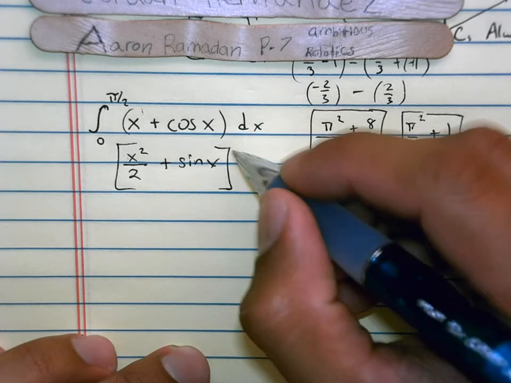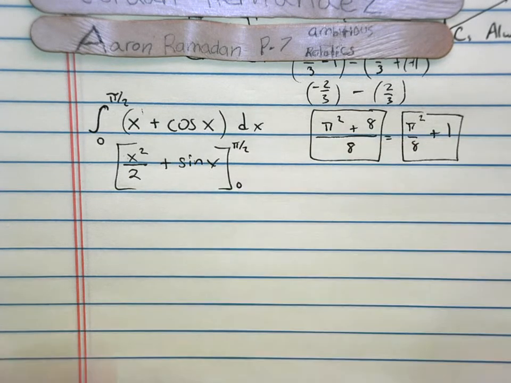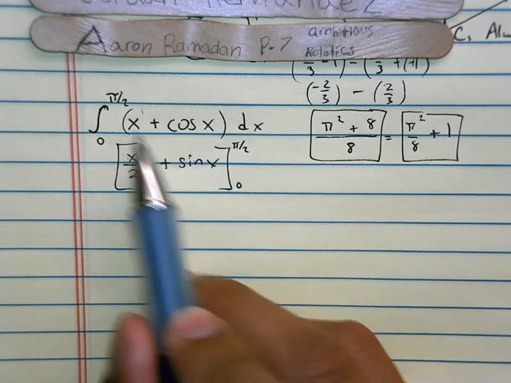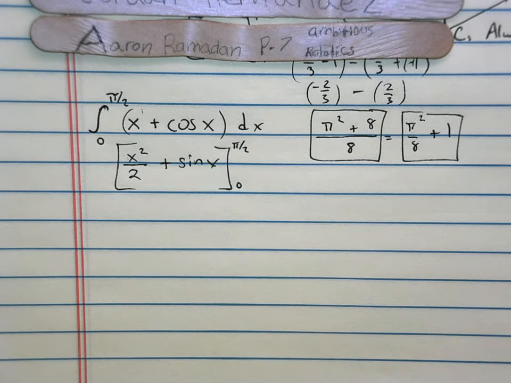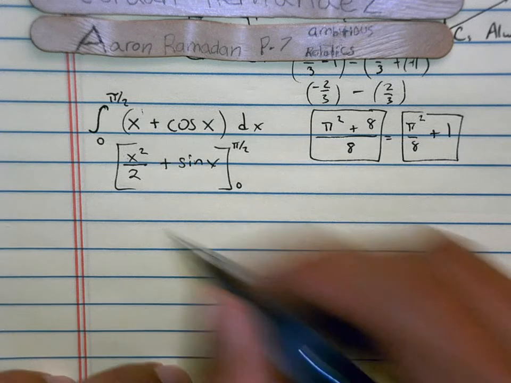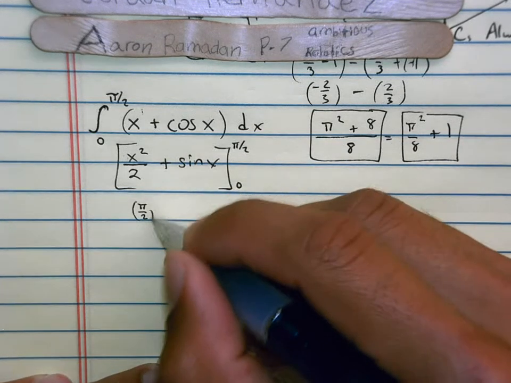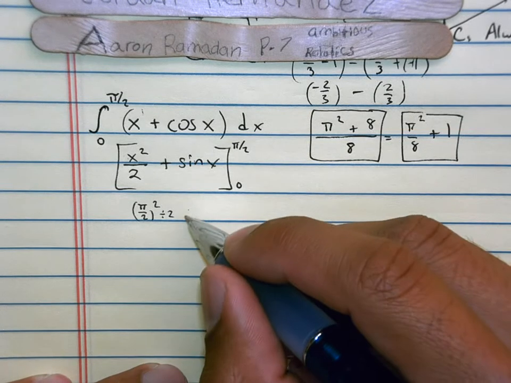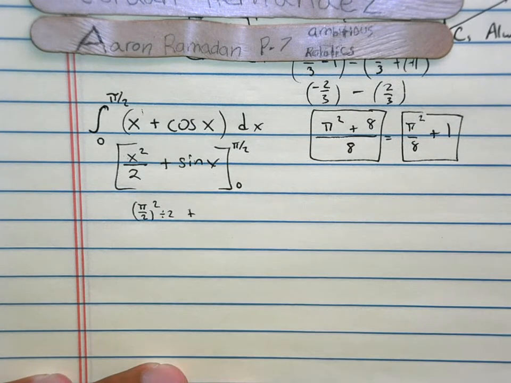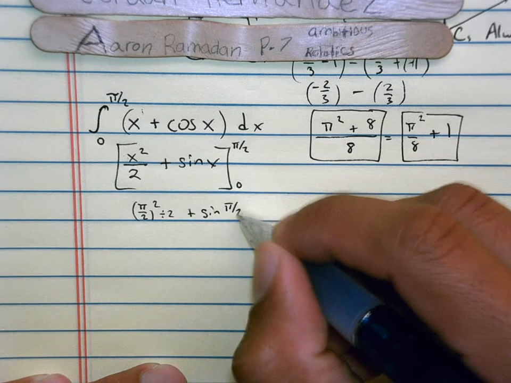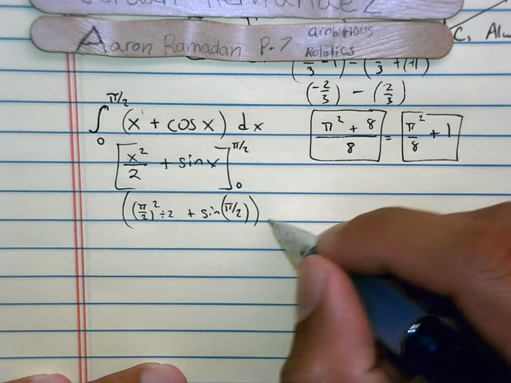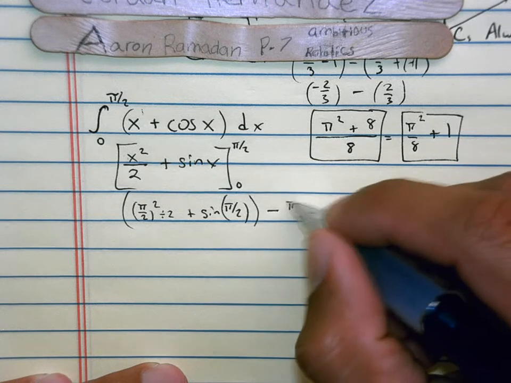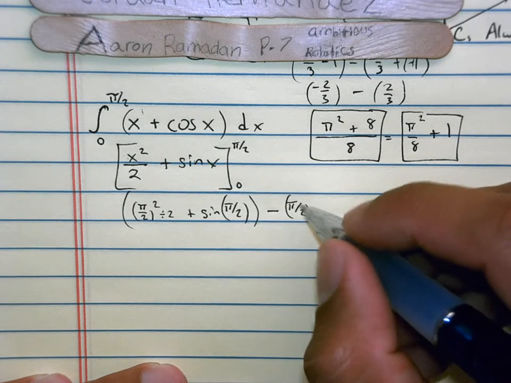And I'm going to put this in brackets because I have not done anything with the pi over 2 and the 0 yet. And I just took the derivative from left to right, which is what I recommend you do as well. So now what I do is I plug in the pi over 2, and I have pi over 2 squared divided by 2, plus sine of pi over 2, minus pi over 2. Oh, I'm sorry, it should be 0.